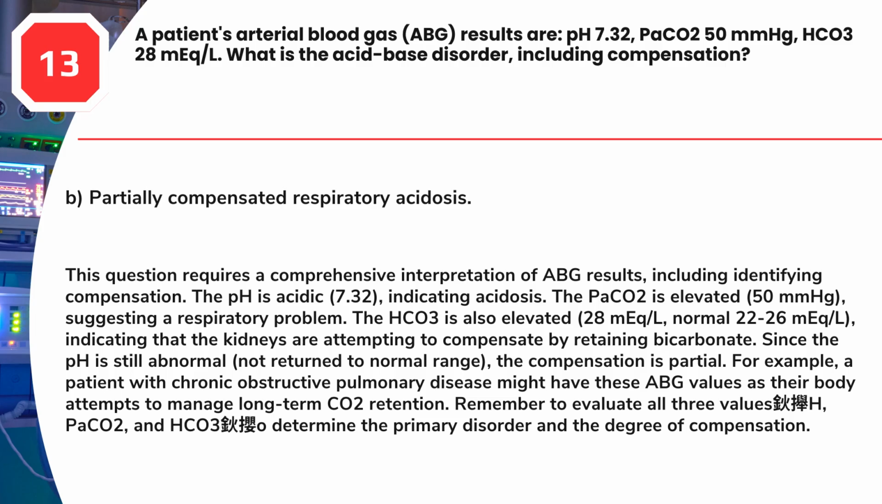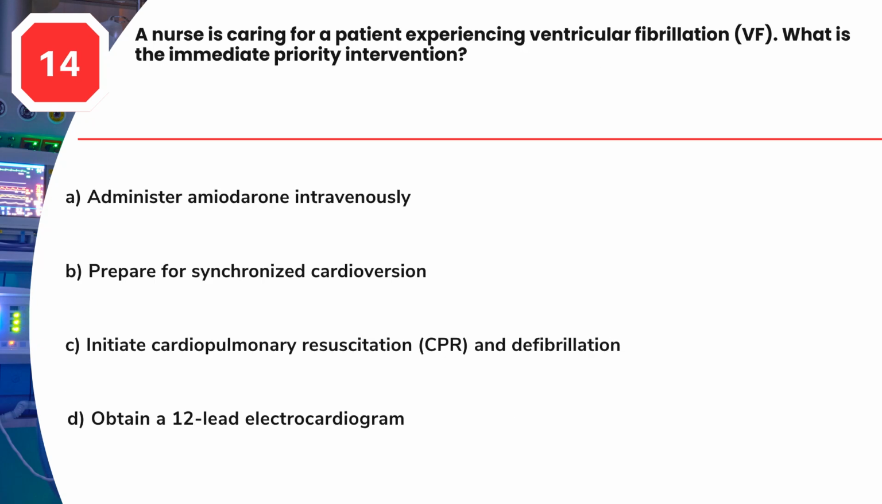The HCO3 is also elevated, 28 milliequivalent/L, normal 22 to 26 milliequivalent/L, indicating that the kidneys are attempting to compensate by retaining bicarbonate. Since the pH is still abnormal, not returned to normal range, the compensation is partial. For example, a patient with chronic obstructive pulmonary disease might have these ABG values as their body attempts to manage long-term CO2 retention. Remember to evaluate all three values, pH, PaCO2, and HCO3, to determine the primary disorder and the degree of compensation.